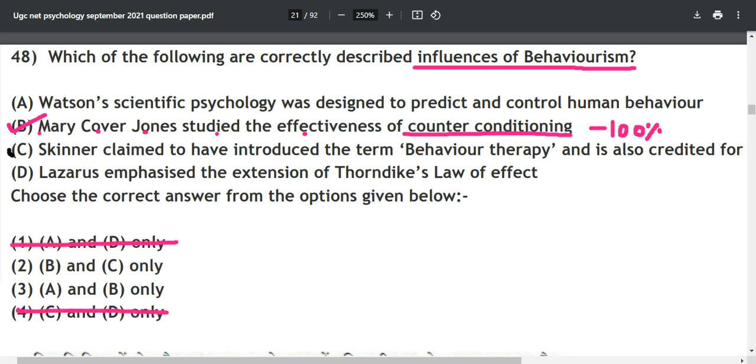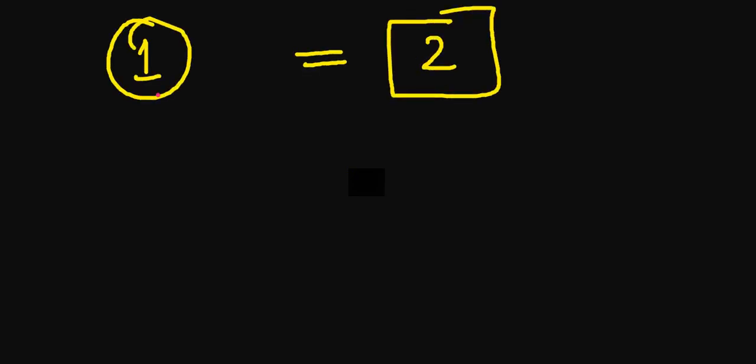You just have to check. Skinner claimed to have introduced. Why would Skinner talk about behavior therapy? What does he have to do with behavior therapy? But we know that statement 1 and statement 2 are more correct as of now.